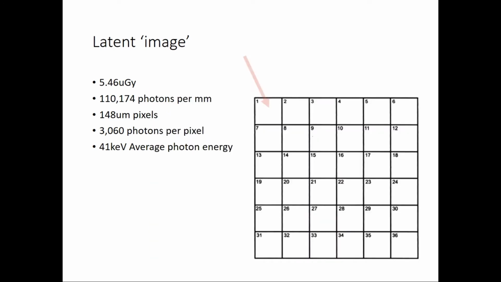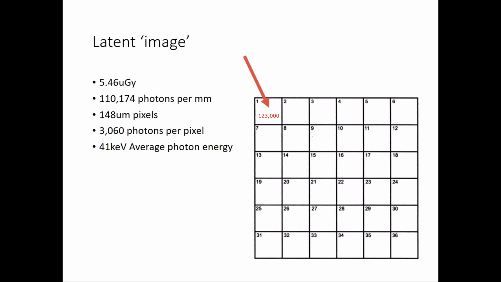So the amount that this pixel is going to get is 3,000 times 41, because each photon is going to have on average 41 keV. If you imagine a photon carrying a backpack of energy, that's the energy that it's got. So you've got 3,000 of them turning up at this pixel, and then the detector's going to absorb a certain amount of that energy.